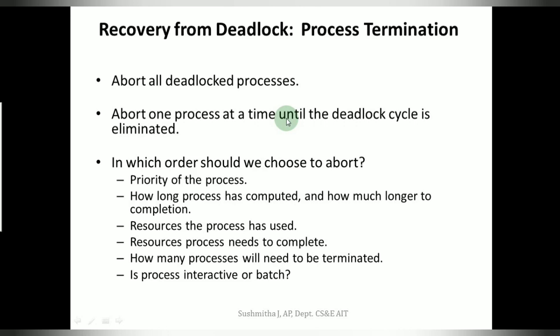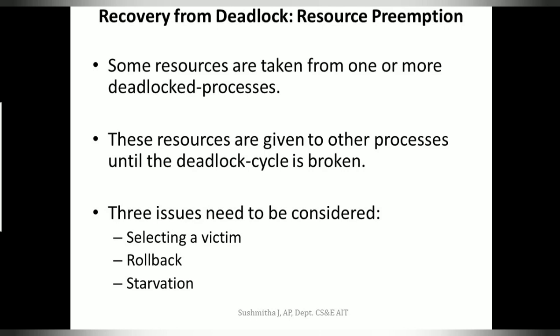These are some of the criteria on which we choose which process should be aborted or terminated. So this is about the process termination mechanism for deadlock recovery. The next mechanism we have is resource preemption. So what do we do in resource preemption? We preempt the resources from the processes that are involved in the deadlock, and we do it until the deadlock cycle is broken or until the detection algorithm says there is no deadlock.